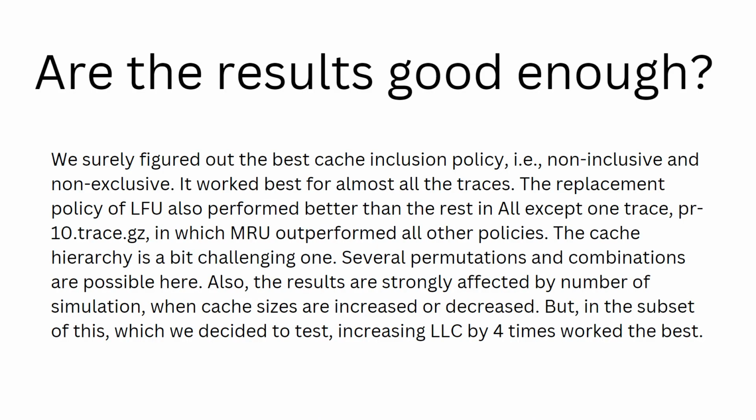During our testing, the highest IPC configuration we saw earlier worked best for almost all traces. Considering cache replacement policies, LFU outperformed the rest in all but one trace, where instead MRU outperformed the rest. Cache hierarchy does not always follow the same trend. The order is sensitive to a number of simulations and cache sizes, although it can be observed that increasing the cache size of LLC by 4 times worked the best.